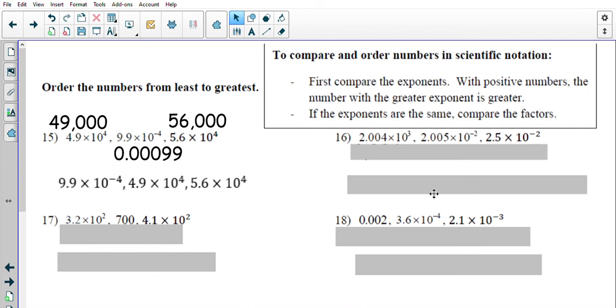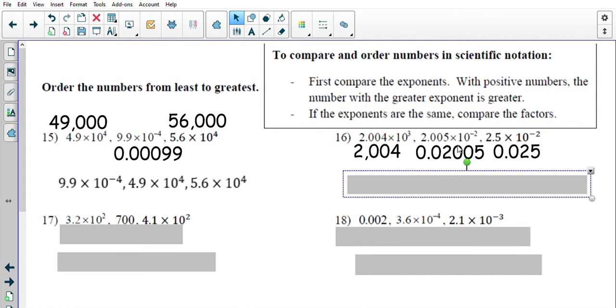Number 16, comparing these, obviously our biggest is going to be this guy here since it has a positive exponent. Compare your factors for these two since they have the same negative exponent. And I know that 2.005 is smaller than 2.5. So this guy is going to be my smallest, followed by the 2.5 times 10 to the negative 2nd, followed by my 2004, which is 2.004 times 10 to the 3rd.